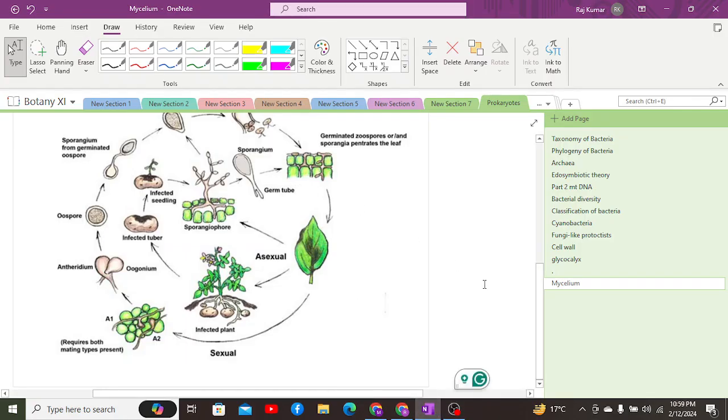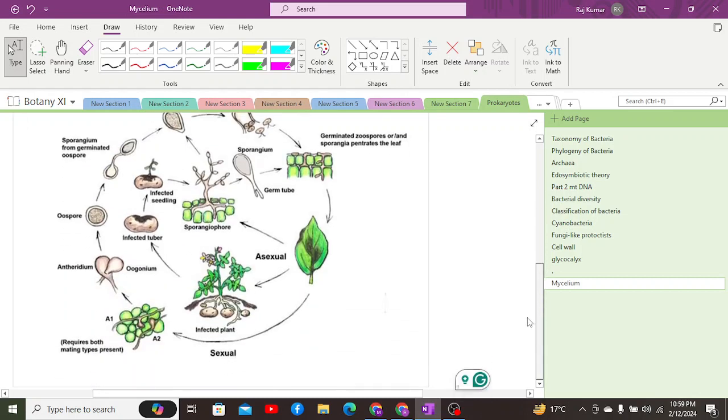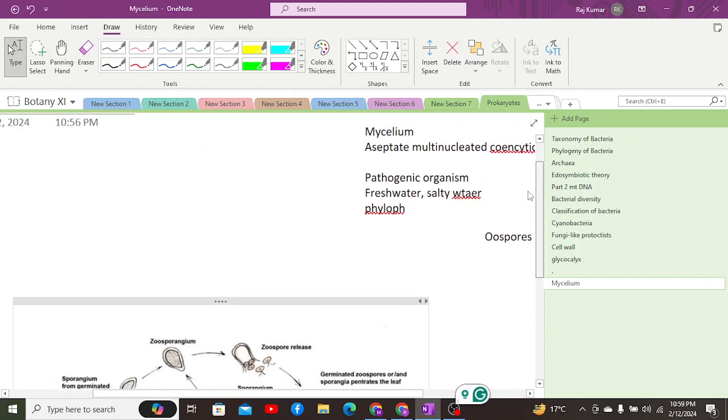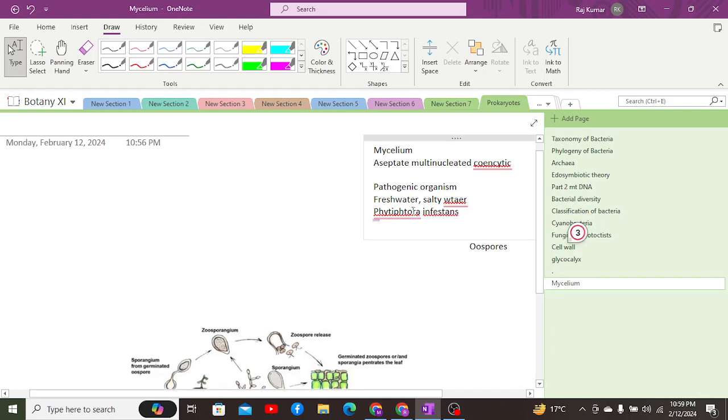So I just replaced the diagram over here, and these have this type of life cycle, and are known as Phytophthora infestans. The organism we are going to study is Phytophthora infestans. Now there is an exception: they have their cell wall made up of cellulose instead of chitin.